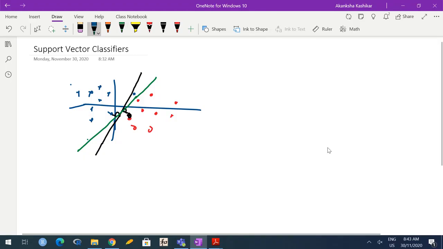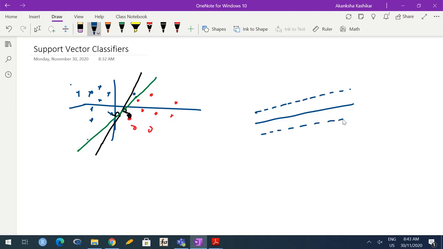Now there are two or three components to it. My original classifier is supposed to be this, and this is my margin. What we know is certain observations are here and the other class of observations are here. Whoever is on the margin acts like a support vector. Now, what is meant by allowing misclassification?